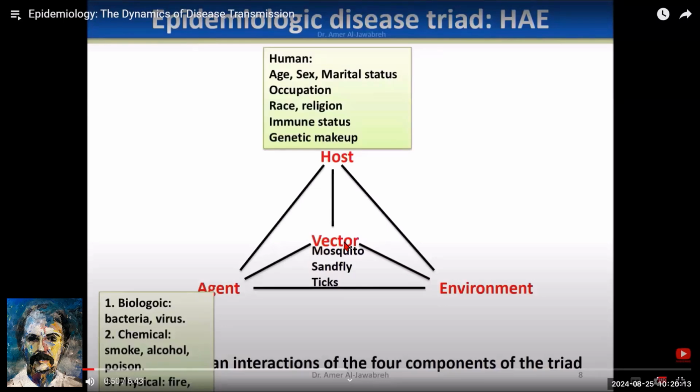Yes. Ah, you mean good bacteria? Yes. Yes. Very good. I'll give you an example on what you're saying. Yes. Yes.